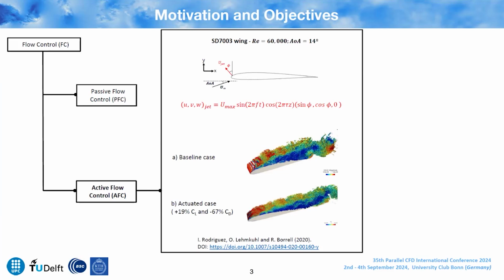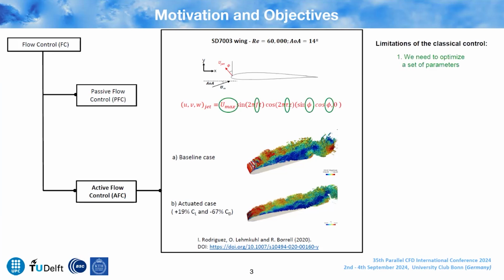For instance, we could use jets, such as in this case, that was conducted by my colleagues, Yvette, Oriol, and Ricard, in which by using synthetic jets, as you can see in the image, on the leading edge of the wing, they managed to reduce this massive separation on the wing and increase the lift by 90% and reduce the drag by 67%. So very promising results by active flow control, but we can see some drawbacks.